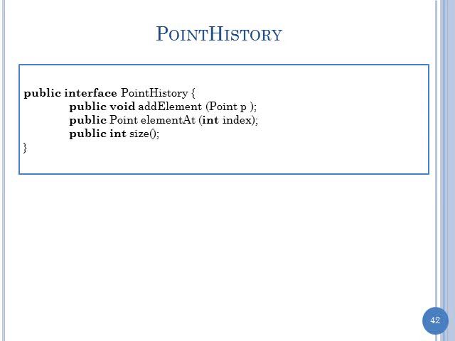I might have a point history. Add element takes a point, element add returns a point, size is the same. And how did I create that slide? I replaced all occurrences of string with point. Won't it be nice if I could share? I don't want to do this cutting and copying. I could somehow have Java help me with that.